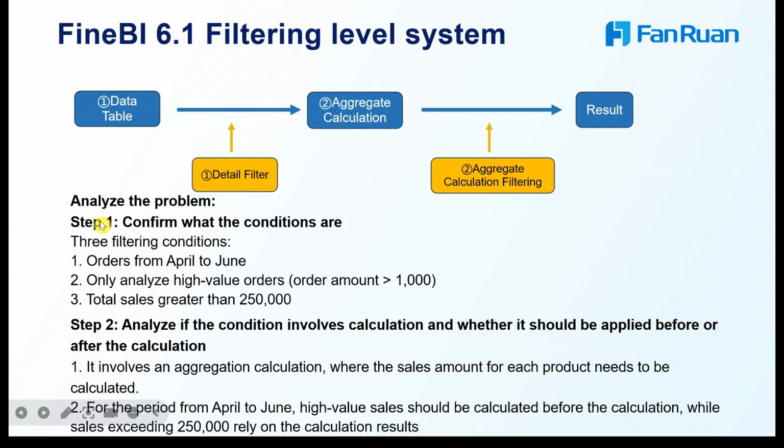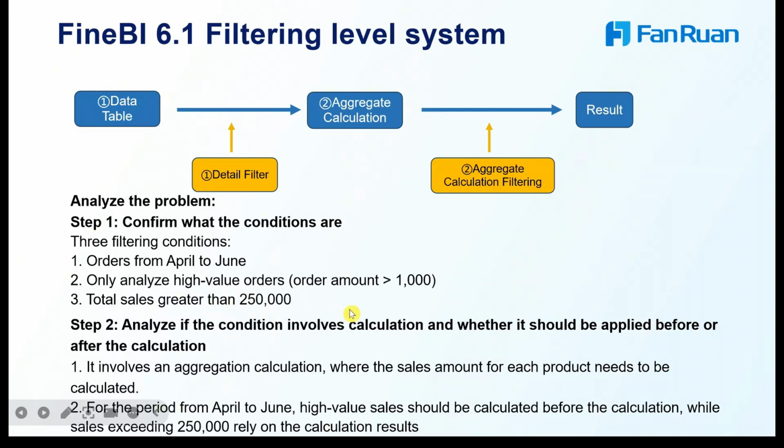Step 1. I need to identify all the filtering conditions. The problem description contains several key points. First, orders from April to June. This is a very common time-based filter. Second, high-value orders, since the focus is on analyzing the total sales only from high-value orders. This can be refined as orders with an amount greater than 1,000. Third, total sales greater than 250,000. Once these three filtering conditions are clear, the next step is to plan how to configure them.